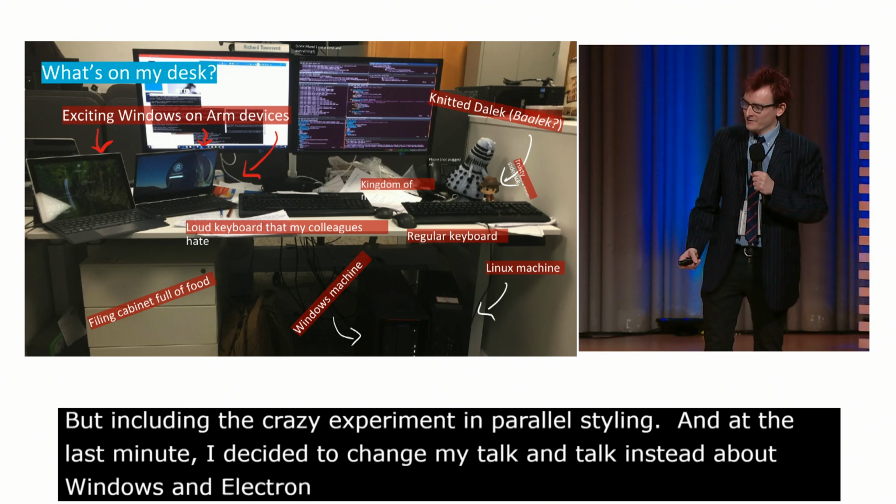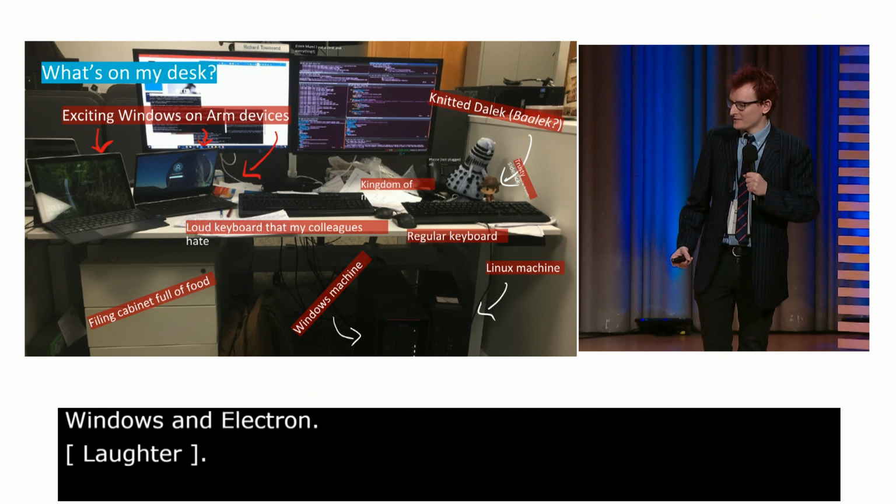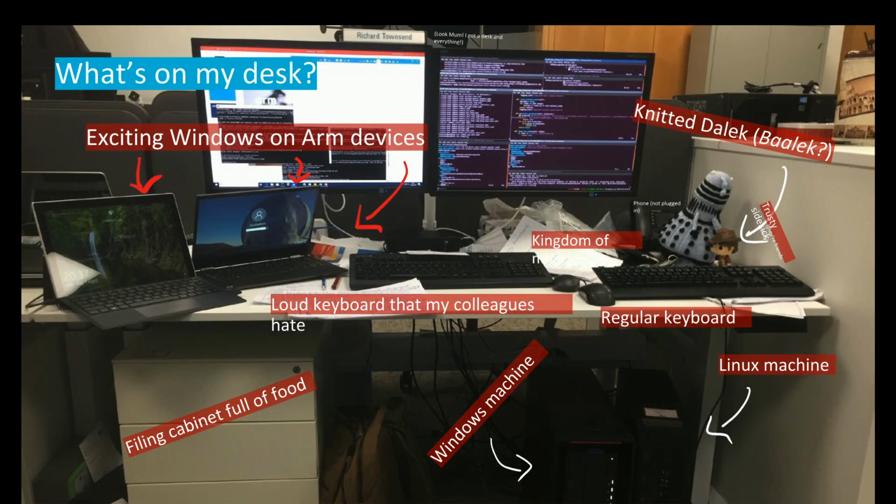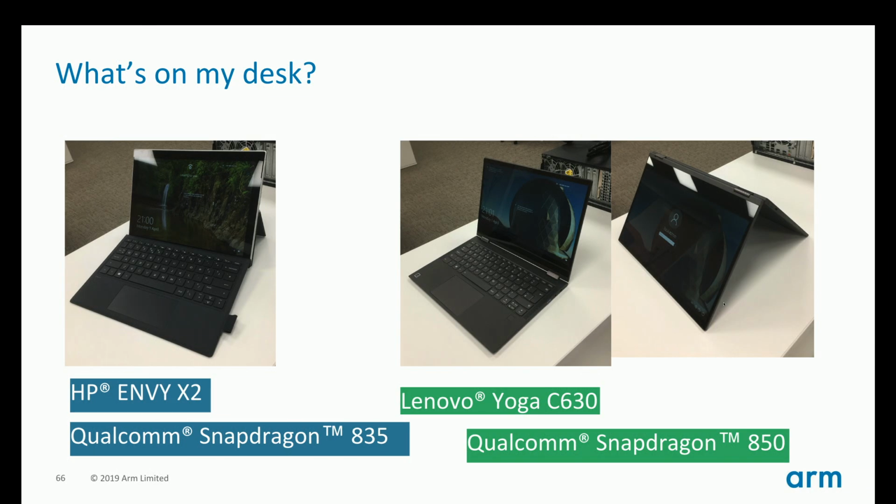So as anybody who has come by my desk recently at ARM will know, I've got a couple of exciting new devices. And these are the HP Envy X2 and the Lenovo Yoga C630, both based around Qualcomm Snapdragon devices. And the reason why they're exciting is because they kind of feel like proper laptops in a way that previous ARM laptops just kind of haven't.